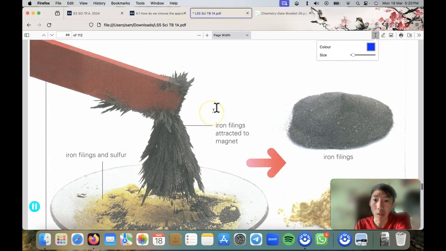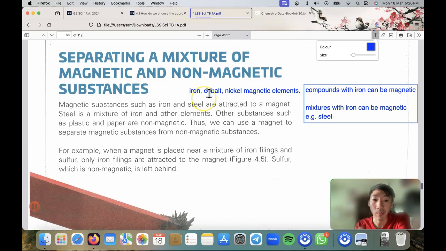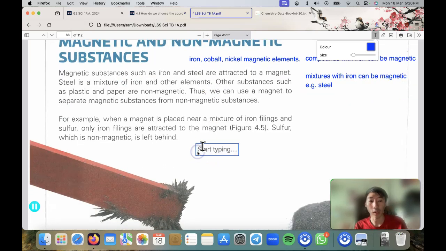So we have learned about this, called magnetic separation. Now, do you think that this is a physical or chemical method of separation? What do you think? This is actually a physical method of separation. I spelled it wrongly.